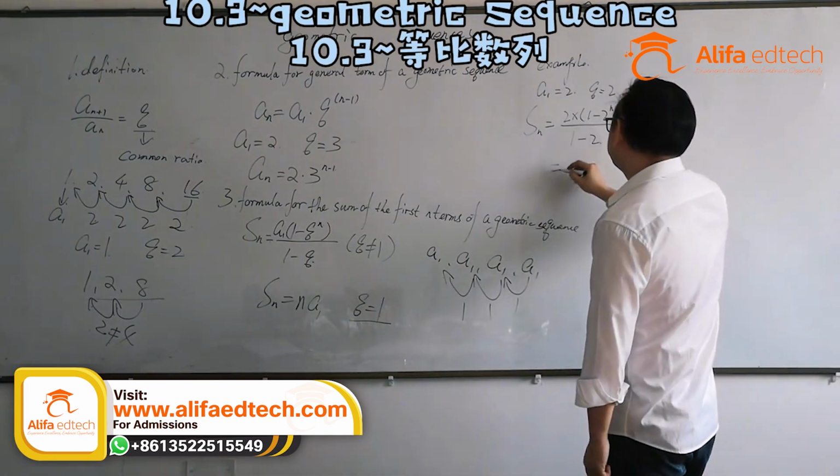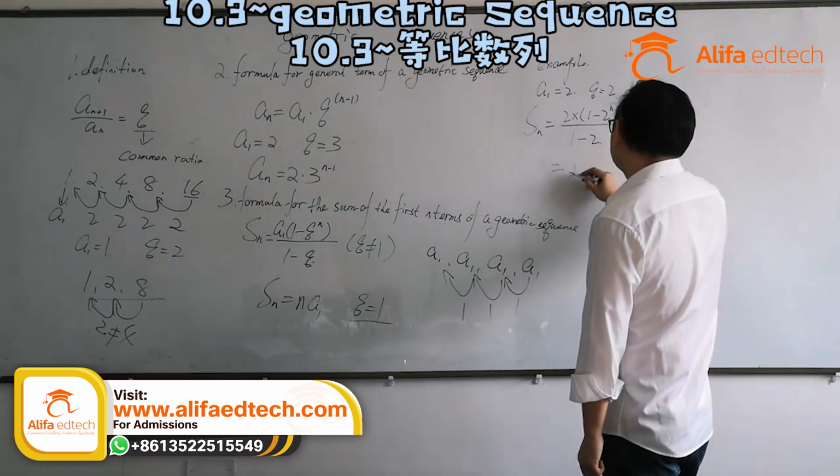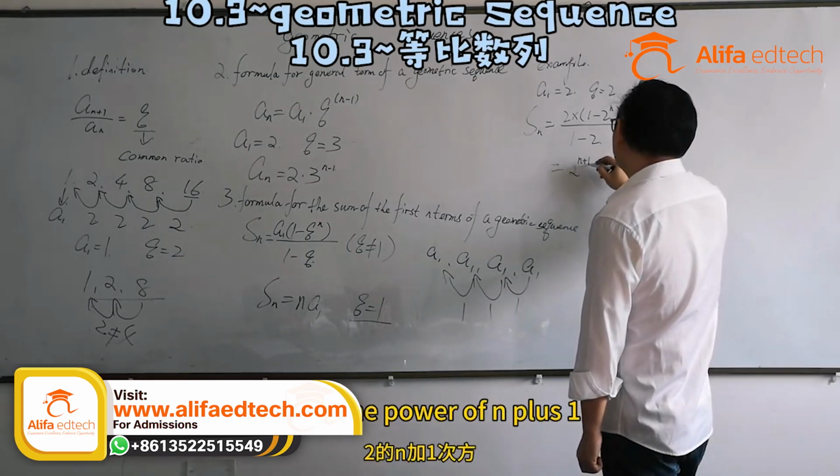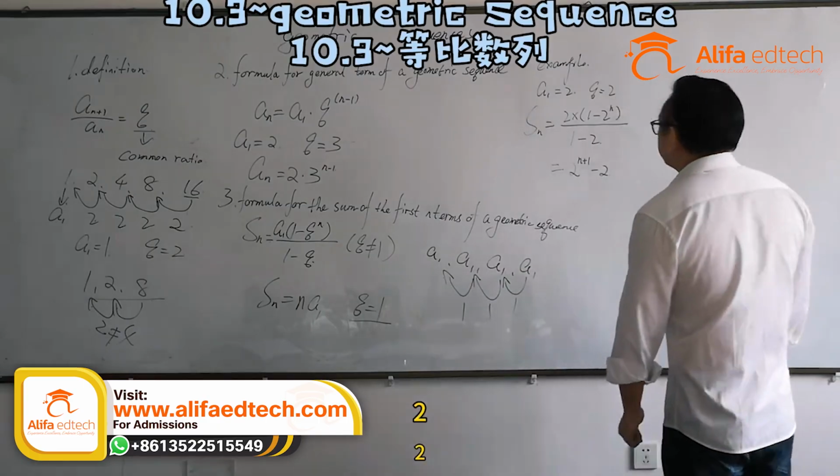So the result is 2 to the power of n plus 1 minus 2.